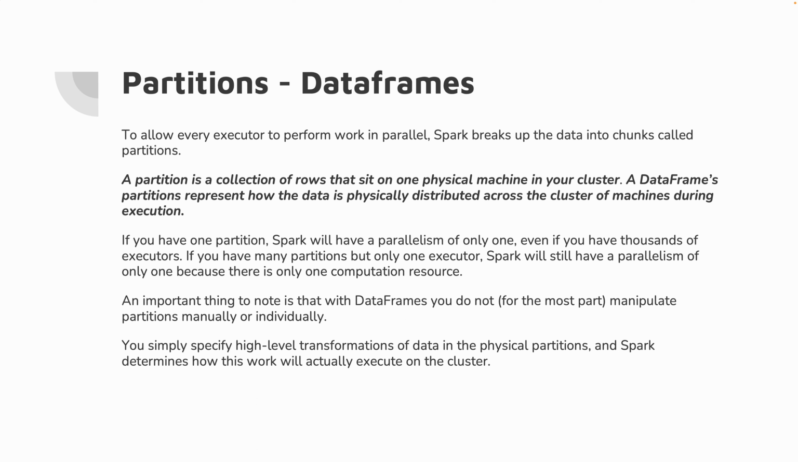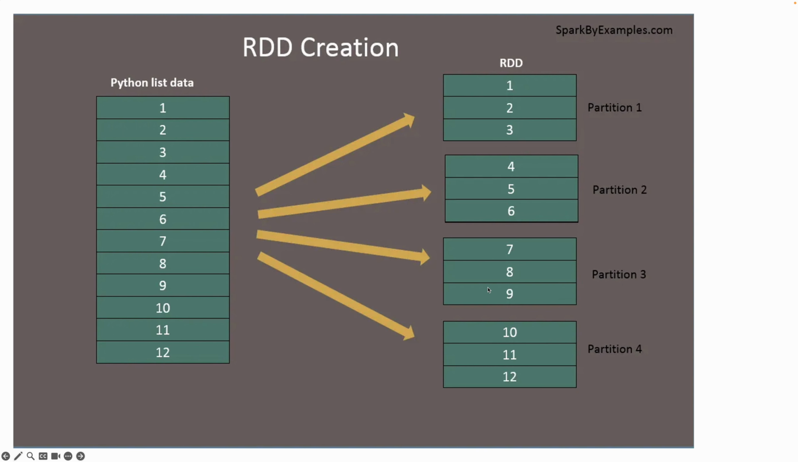So, partitions. If you remember, we have seen a particular slide where, when an RDD is created and a piece of Spark code is submitted, it automatically creates partitions, right? If you remember this image, we have a Python list with 12 numbers, and when we submit it to the Spark application, based on the resources that we have, the Spark engine is going to divide the data into multiple partitions.